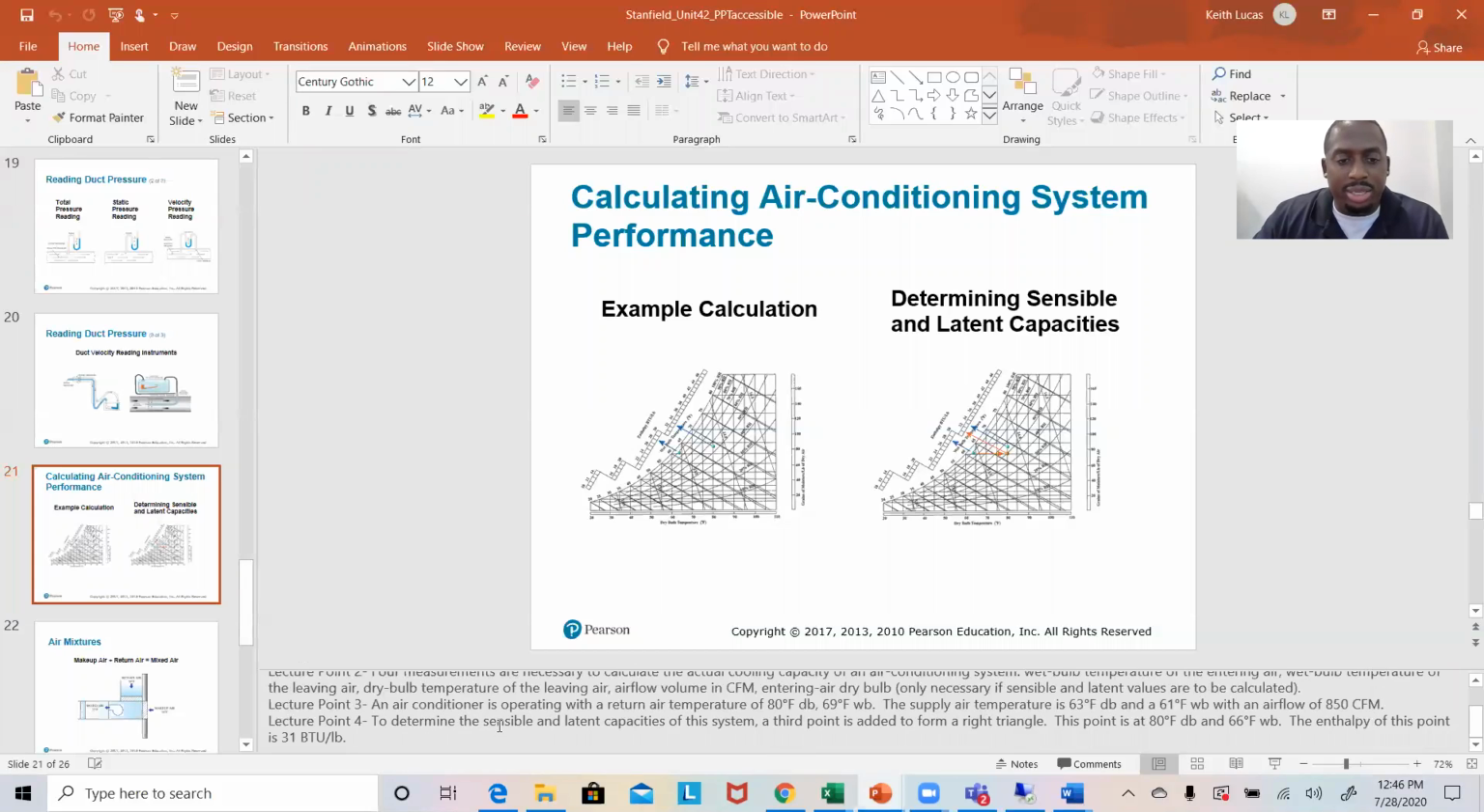An air conditioner is operating with a return air temperature of 80 degrees dry bulb, 69 degrees wet bulb. The supply temperature is 63 degrees dry bulb and 61 degrees wet bulb with an airflow of 850 CFM. To determine the sensible and latent capacities of the system, a third point is added from the right triangle, and this point is at 80 degrees dry bulb, 66 degrees wet bulb. The enthalpy at this point is 31 BTUs.